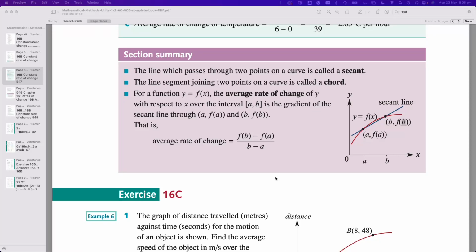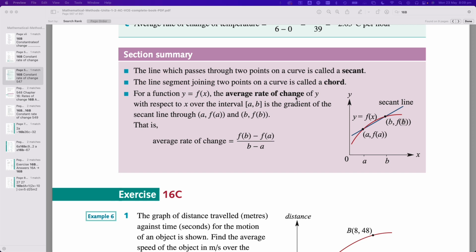So let's start with a brief review of where we got to in the last video with this section summary. We've got a curve, which is the red line here, and then we've got a secant, which is the blue line that cuts through the curve at 2 points and then keeps on going. And the chord, which is the line segment starting at this point and ending at this point here. So they're the three words.